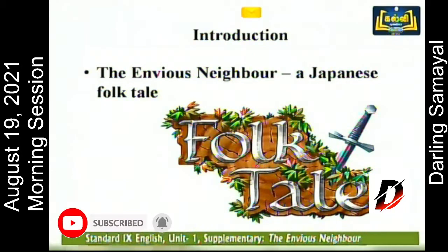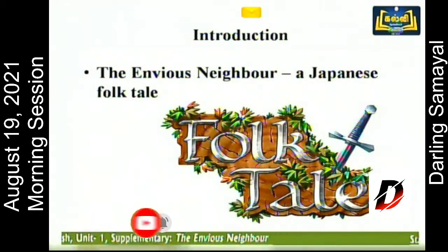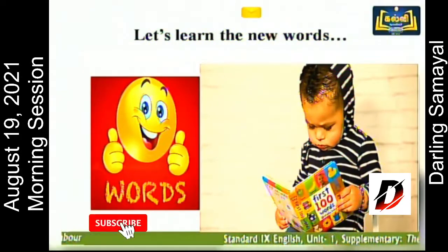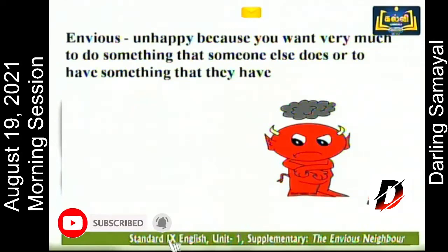Let's learn the new words. Why? Because before getting into the topic, we need to learn new words. Then you can easily understand the title. Envious.